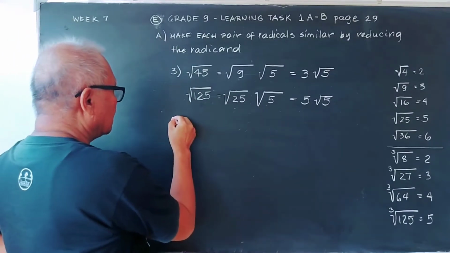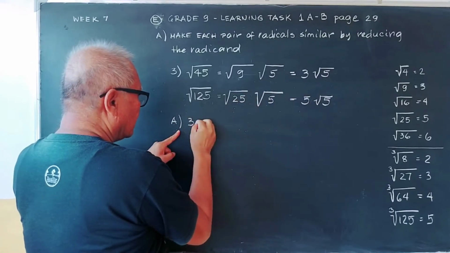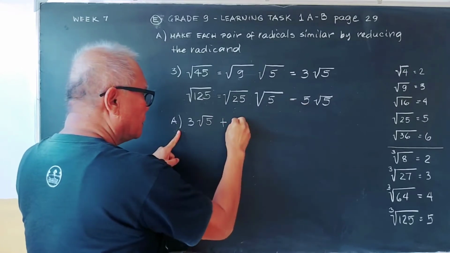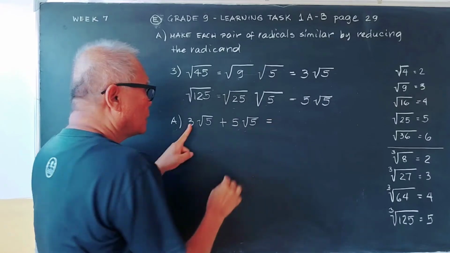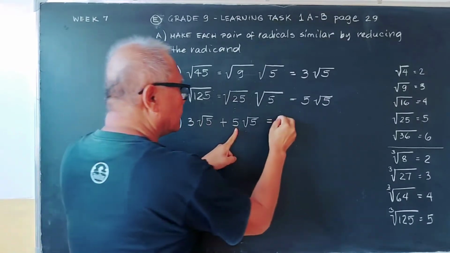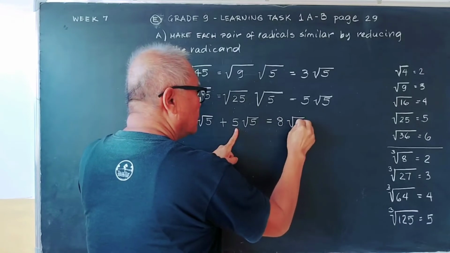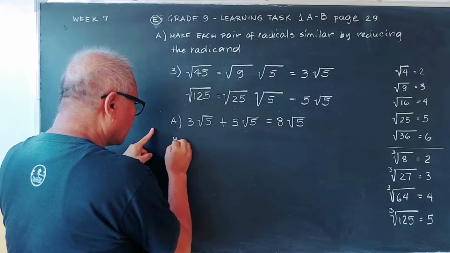A. Add muna tayo. So, yun. 3 square root of 5 plus ito. 5 square root of 5. 3 plus 5, 8. Kopya yung square root of 5. Siyang pitakang x.